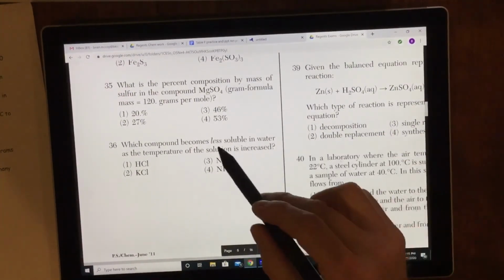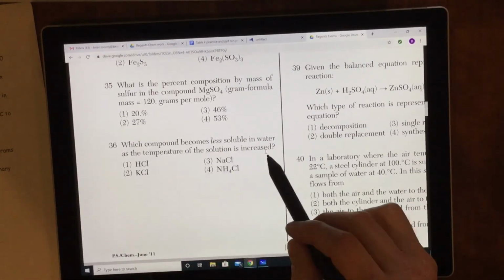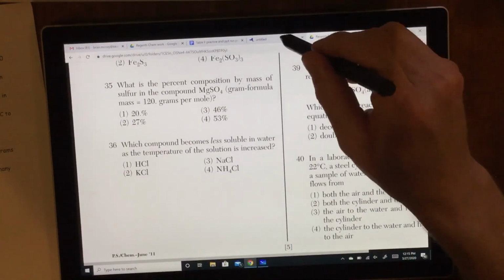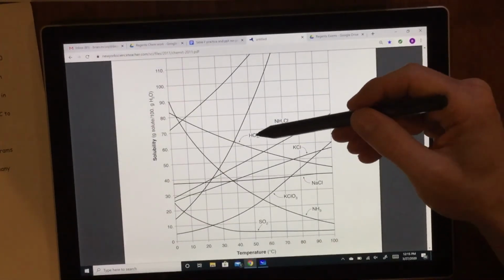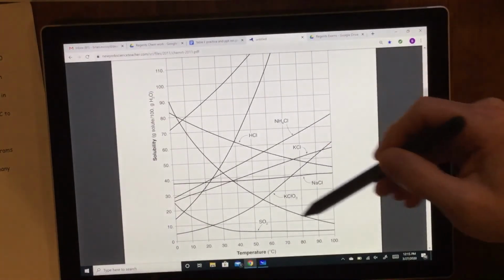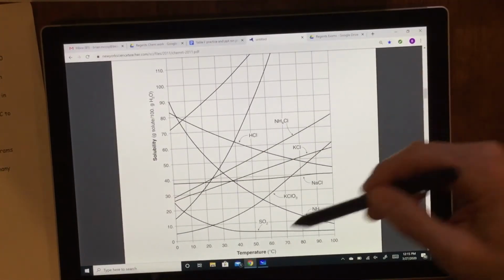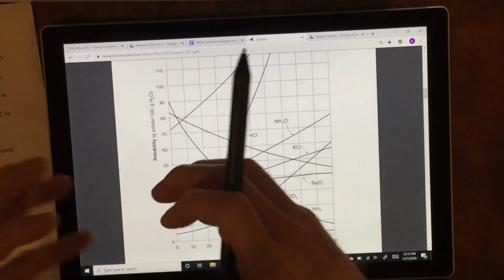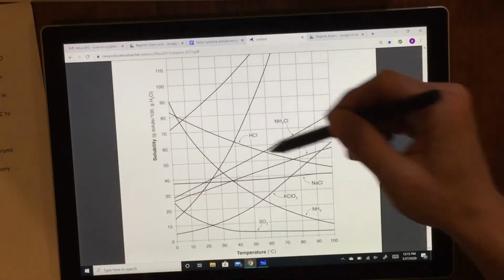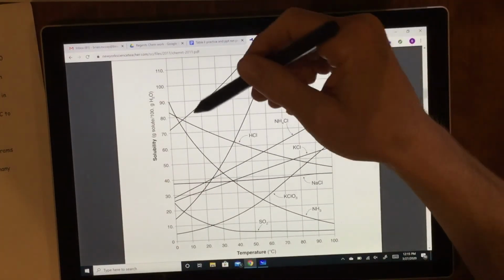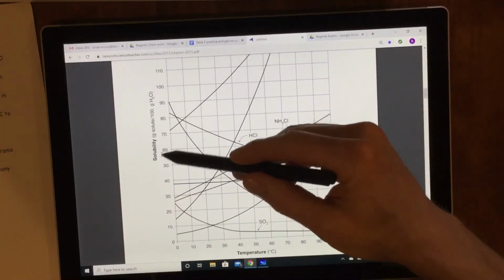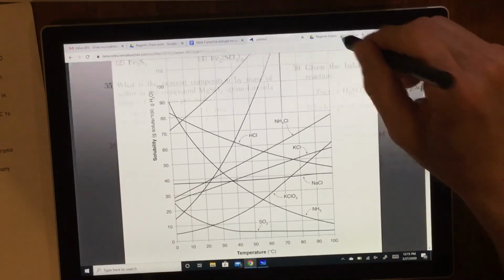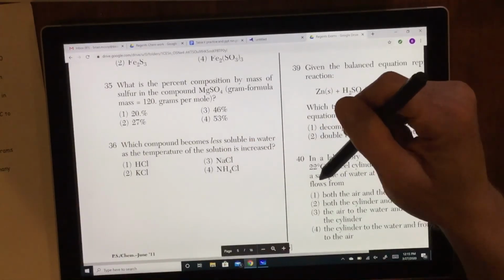Which compound becomes less soluble as temperature increases? That's one of the lines going down, less soluble as the temperature goes up. The only 3 are HCl, that goes down. NH3, that goes down. SO2, that goes down. Why? Because they're gases. And gases want to be cold, like penguins, huddled together to stay down, stay dense, stay in solution. So HCl, NH3, SO2 are the only 3 that decrease solubility as temperature goes up. So it's got to be one of those 3. And HCl, there it is, number 1.